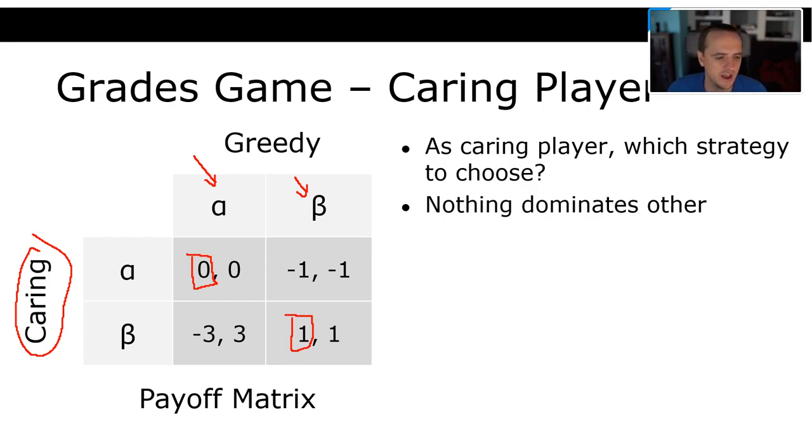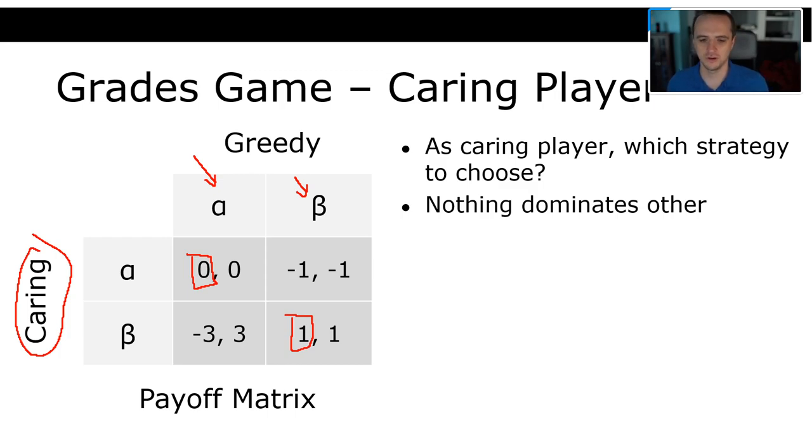So can anyone in the chat tell me, how can I make this decision as the caring player? Am I going to go back to resorting to the minimum versus maximum? How am I going to make this choice? Can anyone come up with an example? So people are just saying alpha or beta, but I want you to explain why you might make that decision.